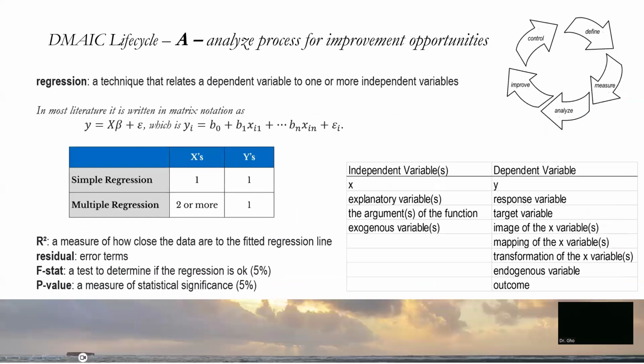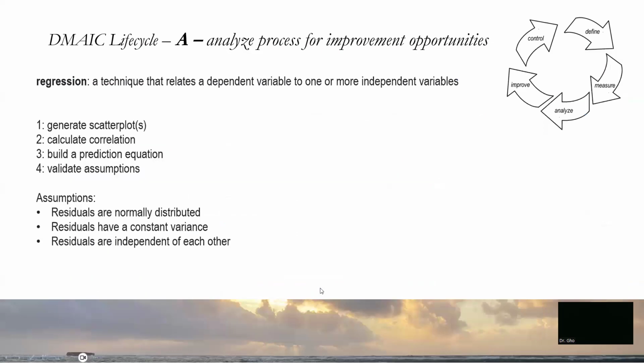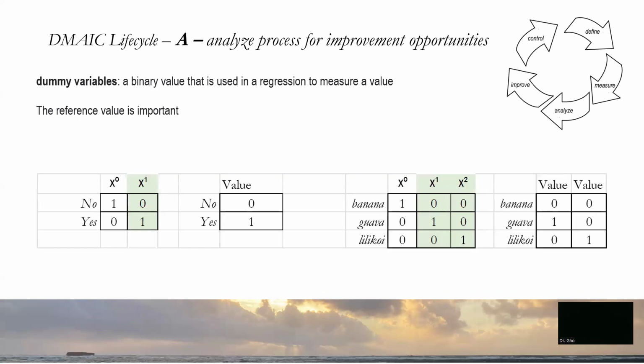And we'll go back to here. You generate a scatter plot, calculate correlation, build a prediction equation, and validate assumptions. There are a few assumptions you want to make. You want to assume that residuals are normally distributed. If they're not, if you don't have constant variance, or if residuals are dependent on each other, that means there's some other structure that's not being accounted for within your model. And there's a bunch of treatments you can do.